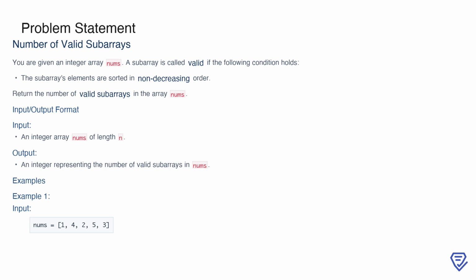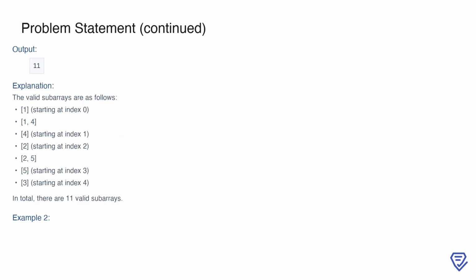The input will be an integer array nums of length n, and the output will be a single integer representing the count of valid subarrays. To illustrate this, let's consider an example where nums is equal to 1, 4, 2, 5, 3. The output in this case is 11, and this number comes from counting all valid subarrays.